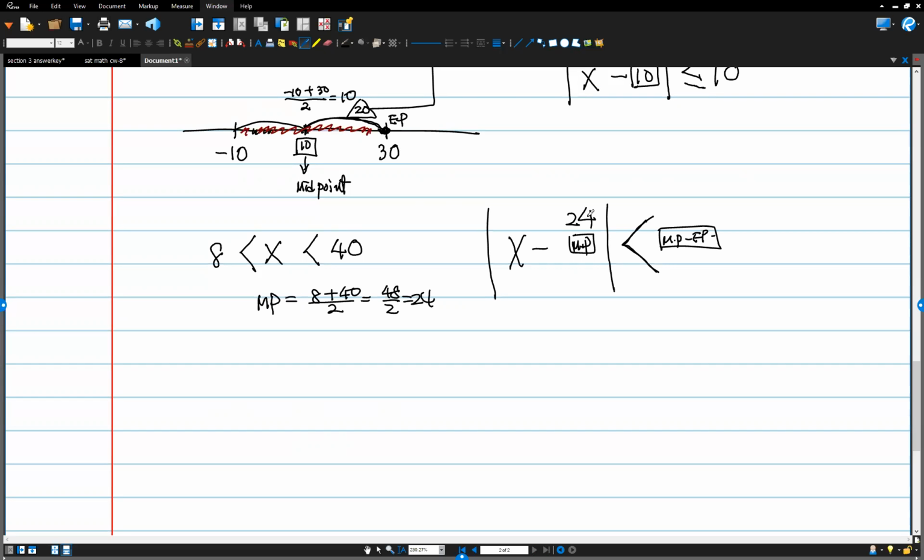What is the distance from the midpoint to the endpoint? You can choose the large one minus the small one. The distance will be 40 minus 24. That's 16, right? So the answer is the absolute value of x minus 24 is less than 16. That's the answer.